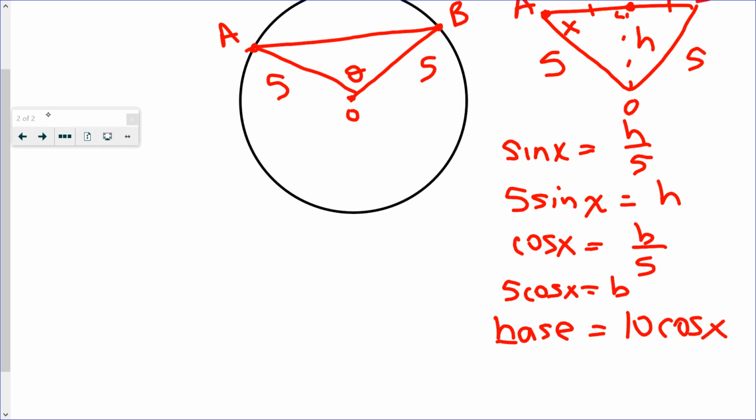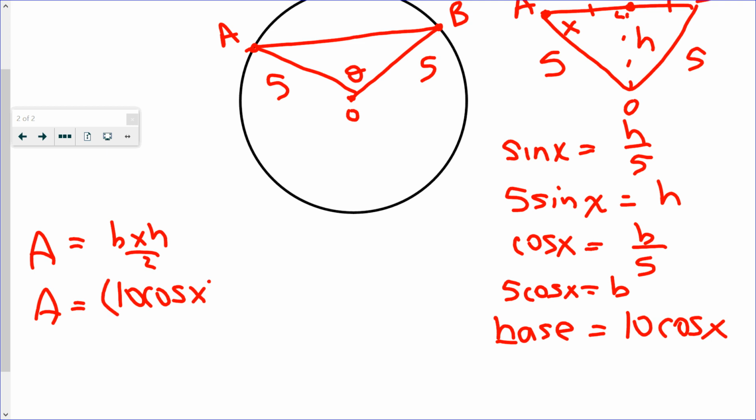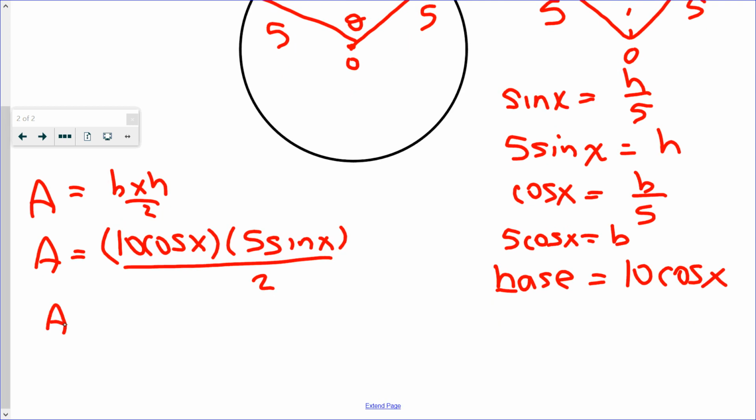Okay, now let's go to area of a triangle. So area of a triangle is base times height divided by 2. I know that my base is 10 cos x, and I'm going to multiply that by height, which is 5 sine x, all divided by 2. So 10 times 5 is 50. 50 divided by 2 is 25. 25 cos x sine x.